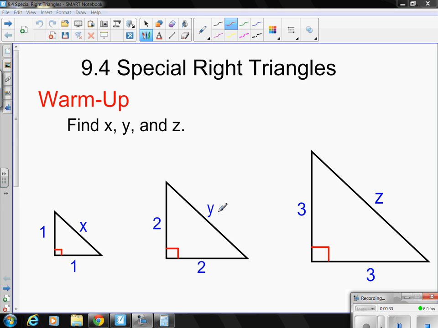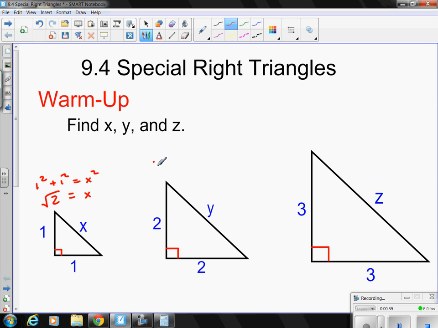We're going to solve for x, y, and z, and as we're doing this, we're going to look for a pattern. So to find x in a right triangle, we can use the Pythagorean theorem. 1 squared plus 1 squared equals x squared. Well, 1 squared is 1, so we end up with 2 equals x squared. And if we want to know what x is, we take the square root.